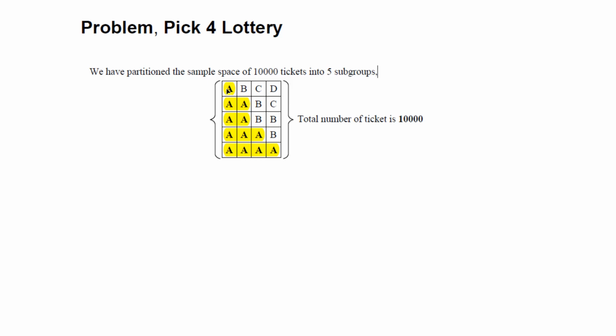And these 5 subgroups are: the first one, the tickets with 4 different digits; the second one, the tickets with 2 similar digits; the third one, the tickets with 2 sets of similar digits; the fourth one, the tickets with 3 similar digits; and the last one, the tickets with 4 similar digits. And the total number of these tickets is 10,000.